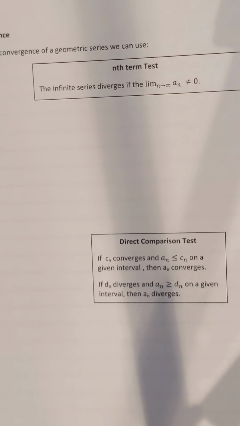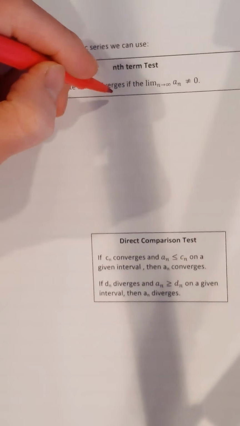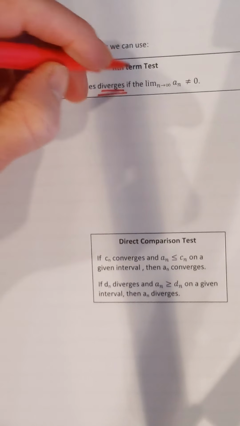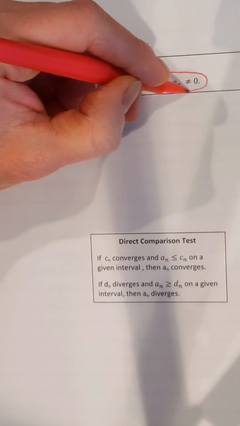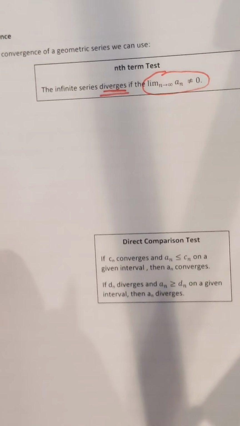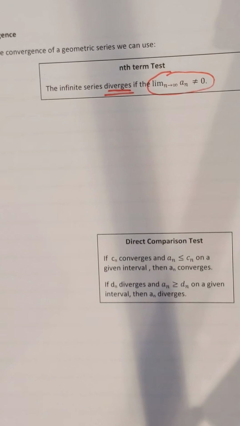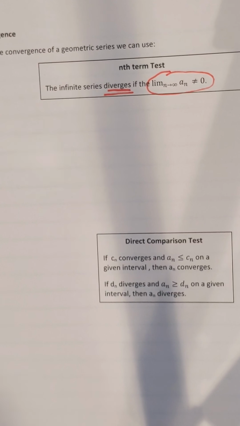Basically, it says the series will diverge if the limit of the a sub n term does not equal 0. It can't tell me convergence. It can only tell me if it diverges. If this test does not show divergence, then I have to try a different test to make this work.